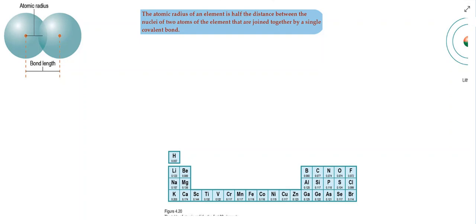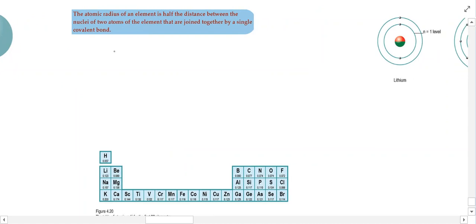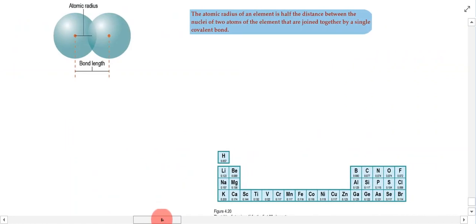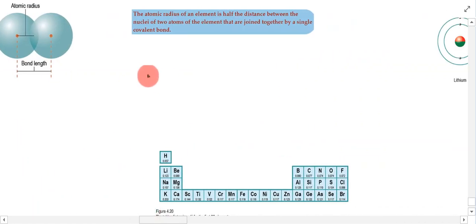What I want to talk about in this lesson is the idea of the atomic radius. So, if we think about an atom, we have the nucleus, and then outside this nucleus we have electrons, and they move around in regions of space. What we're trying to figure out is the distance between the nucleus, let's say, and the outermost electron.